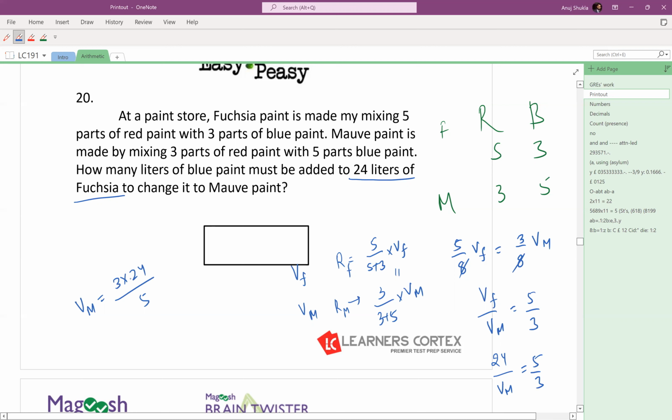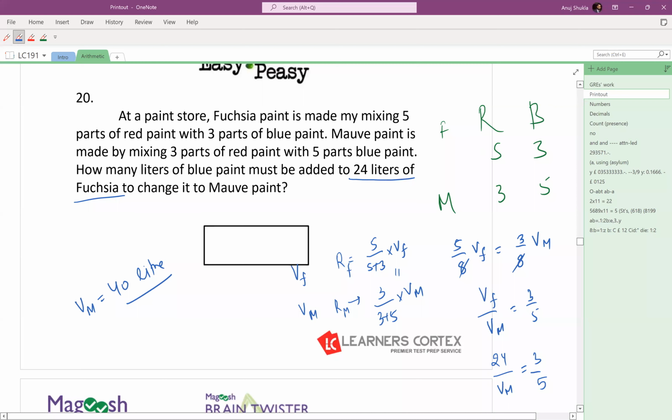I think we missed something, right? Yeah. What is the mistake we made? VF by VM is 3 by 5, not 5 by 3. Yes or no? Yes. So then VM value will be 8 into 5, that is 40 liters. So VM value is 40 liters.